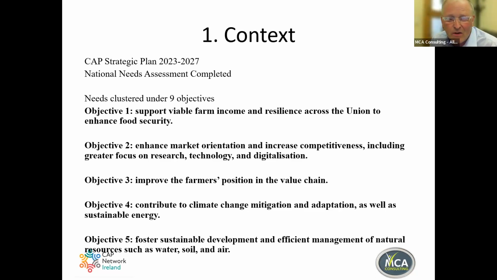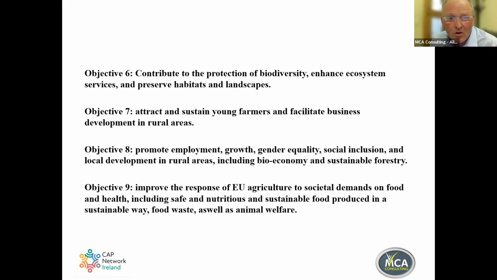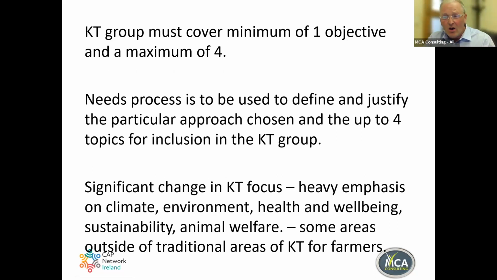That provides us with a starting point, and those are the 9. You're all familiar with them. When you do your needs assessment, the output is that you need a minimum of 1 and a maximum of 4 priorities, and you're going to provide evidence and proof as part of your application as to how you came about prioritizing that 1 or up to 4 priorities that you're going to cover in terms of topics. So you need to be able to define that process.